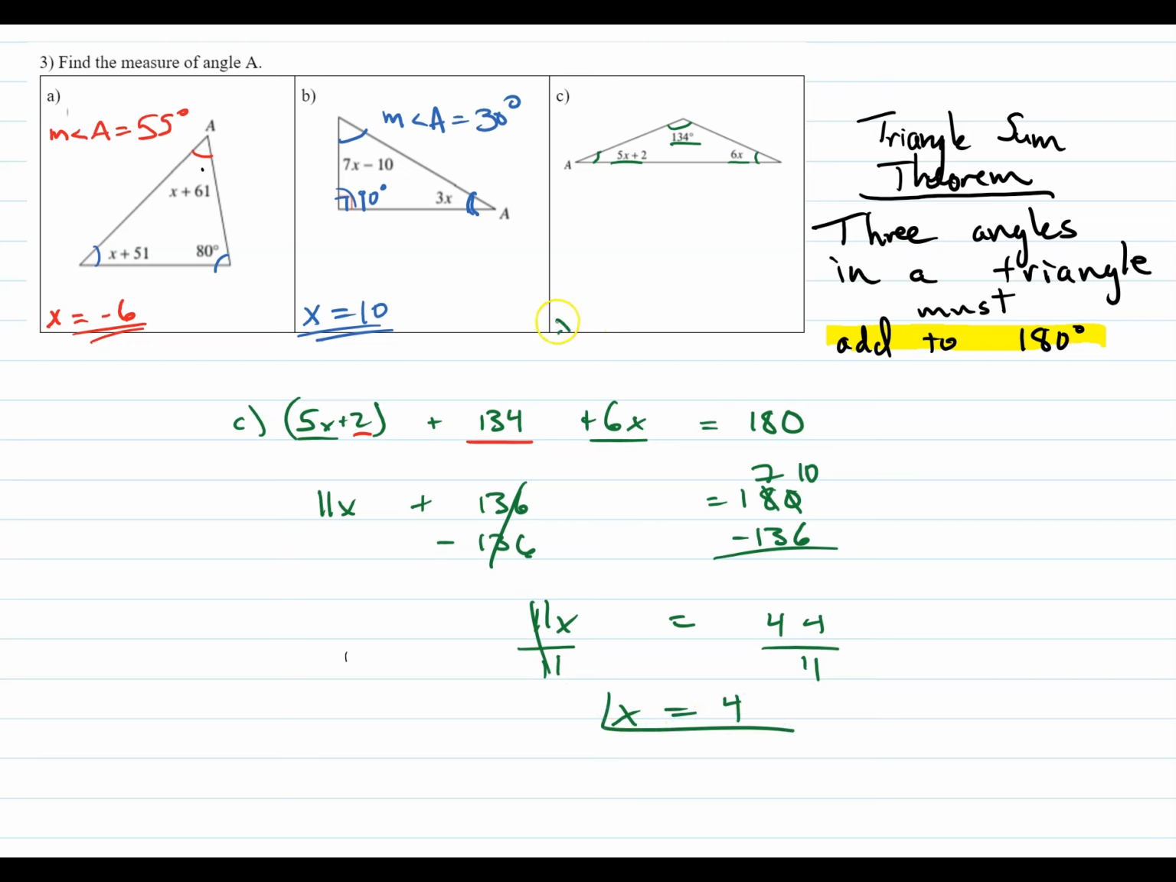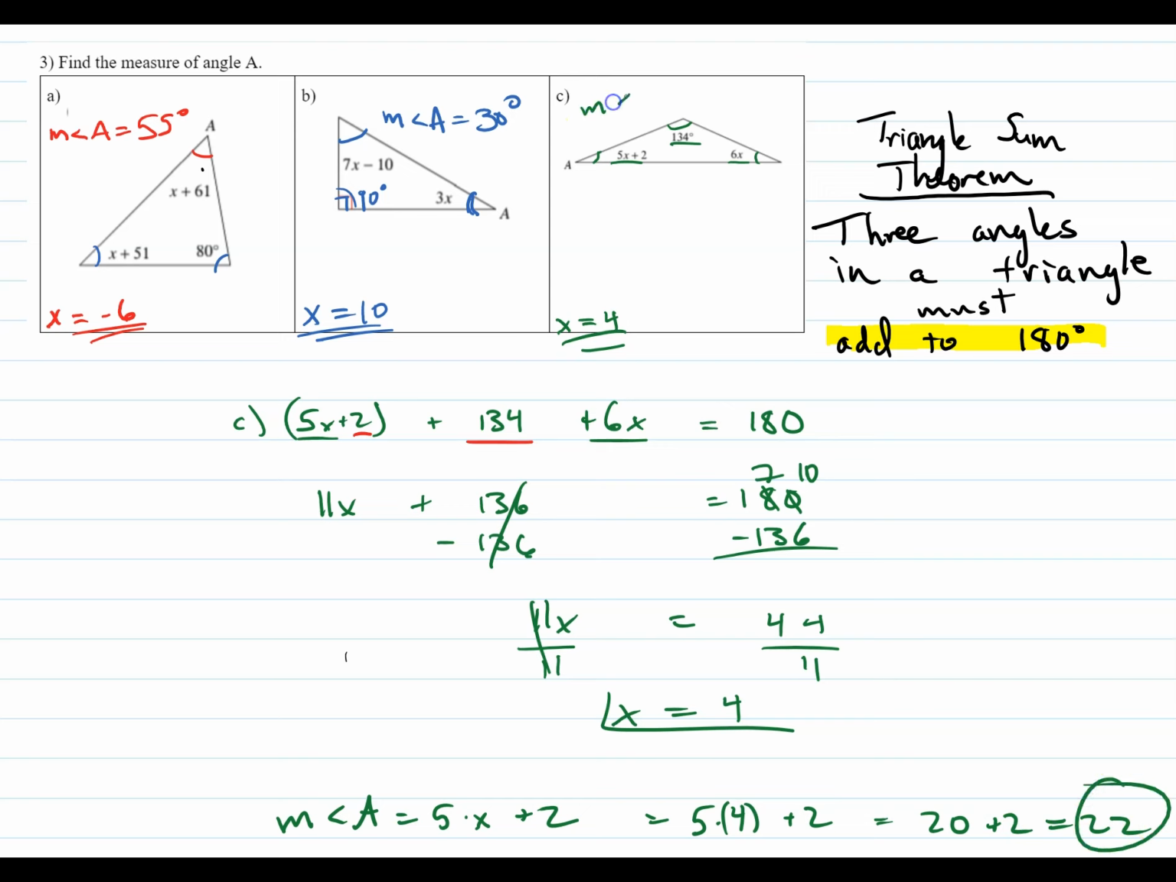Now that is not the answer. The answer is the measure of angle A. And the measure of angle A is 5 times x, and then add 2. So this is going to be 5 times 4, and then add 2. 5 times 4 is 20. 20 plus 2 is 22 degrees. That's our answer. The measure of angle A, you have to plug in x to find it, is 22 degrees.